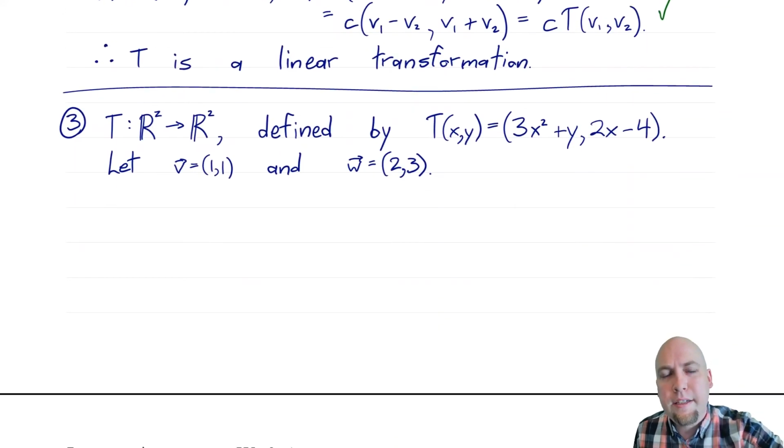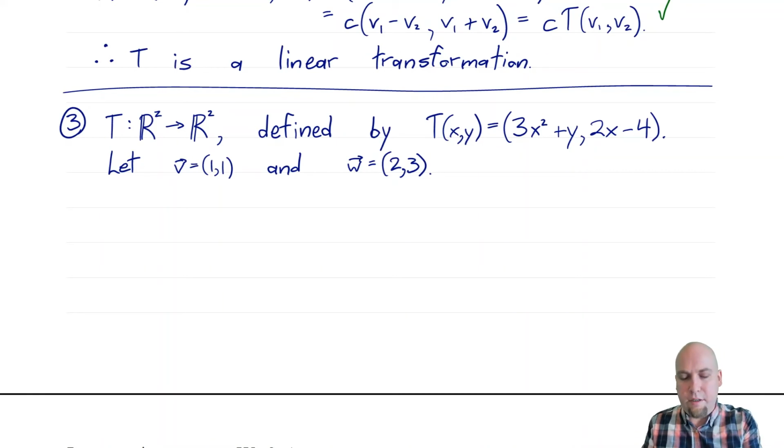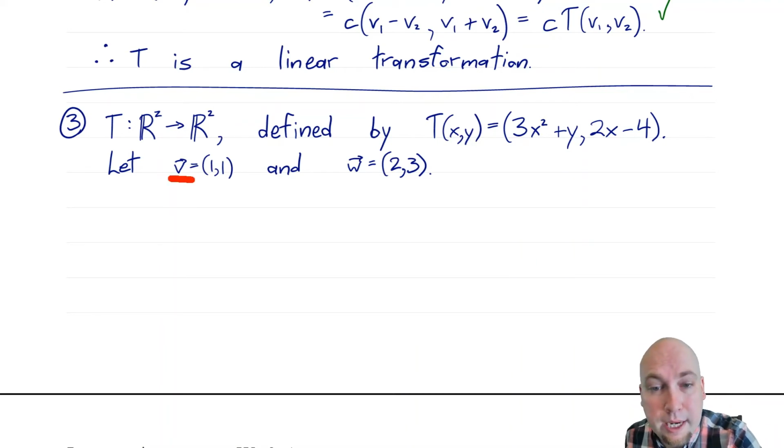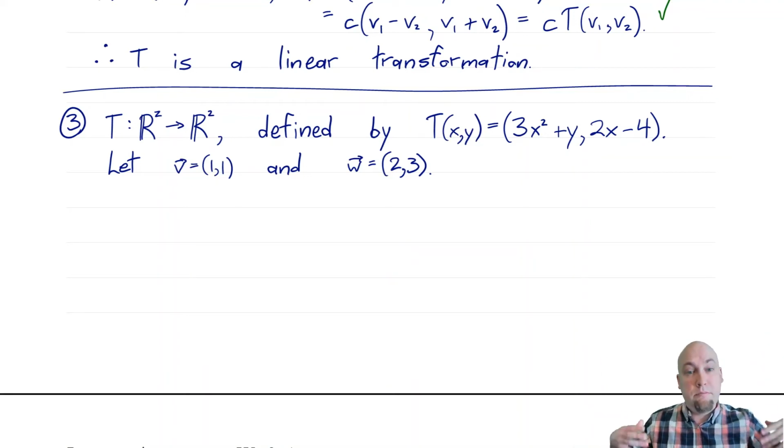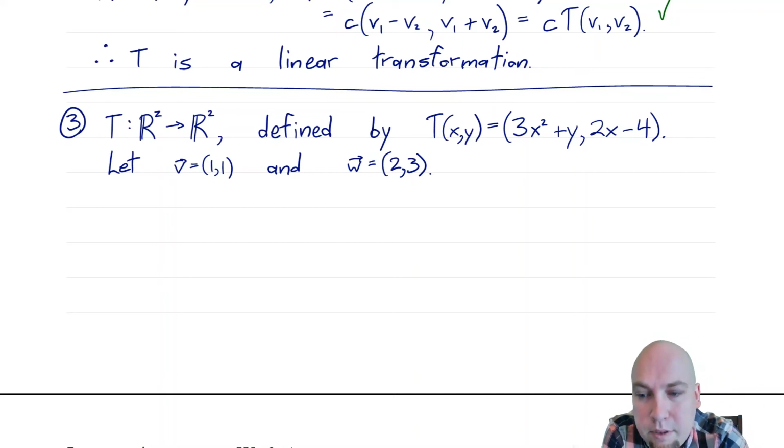If you want to show that something's not a linear transformation and you're trying to find a counterexample, most of the time you can just pick them randomly. And if there are counterexamples, they'll usually be very easy to find. So I'm just going to make up some vectors randomly here: v equals (1, 1) and w equals (2, 3). Where did those come from? Just random places in my head. It does not matter where they came from.